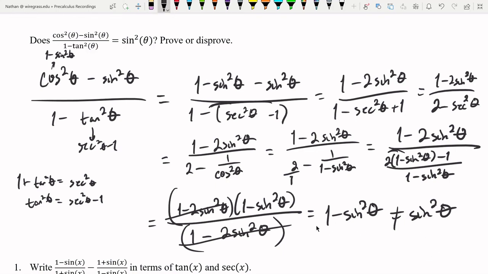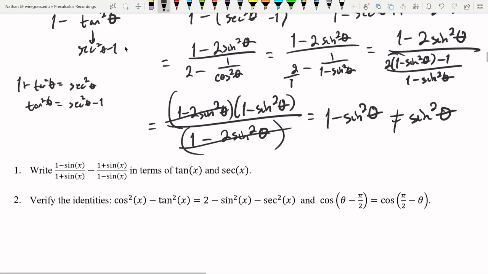So with that, that's a proof that this identity is not true. This is not equal. Instead, if it were 1 minus sine squared theta, that would be a valid proof. Okay, give it a try in numbers 1 and 2.